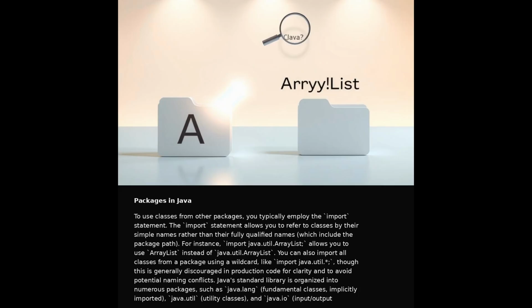Though this is generally discouraged in production code for clarity and to avoid potential naming conflicts. Java's standard library is organized into numerous packages, such as java.lang, fundamental classes that are implicitly imported, java.util, utility classes, and java.io, input-output operations. Creating your own packages involves defining a directory structure that mirrors the package name, ensuring that the compiler can locate your classes. Effective use of packages contributes significantly to code maintainability and scalability.